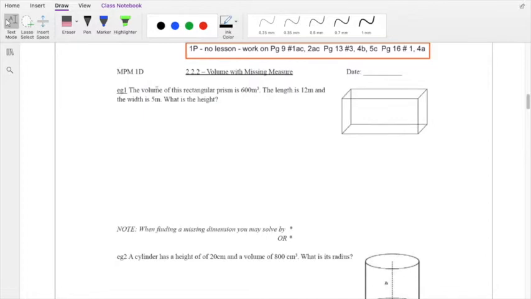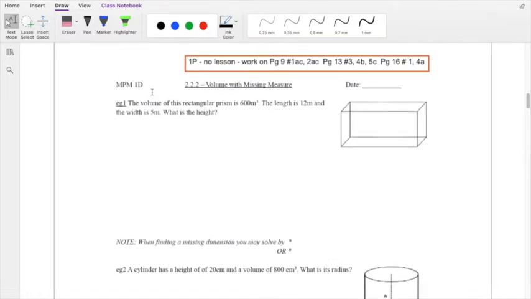So now we've gone from just rearranging equations to rearranging equations with a purpose, as in we're going to plug the numbers in and find out what's happening now. So, the volume of this rectangle. Okay, let's look at the volume formula first.